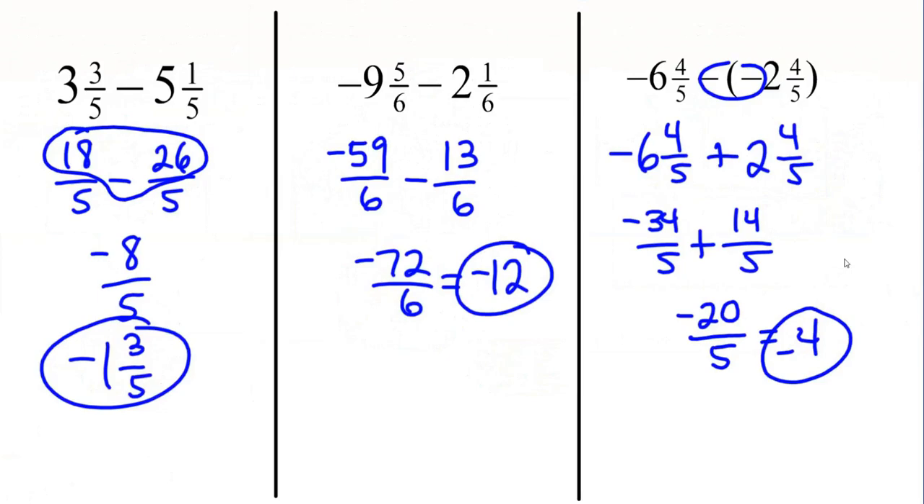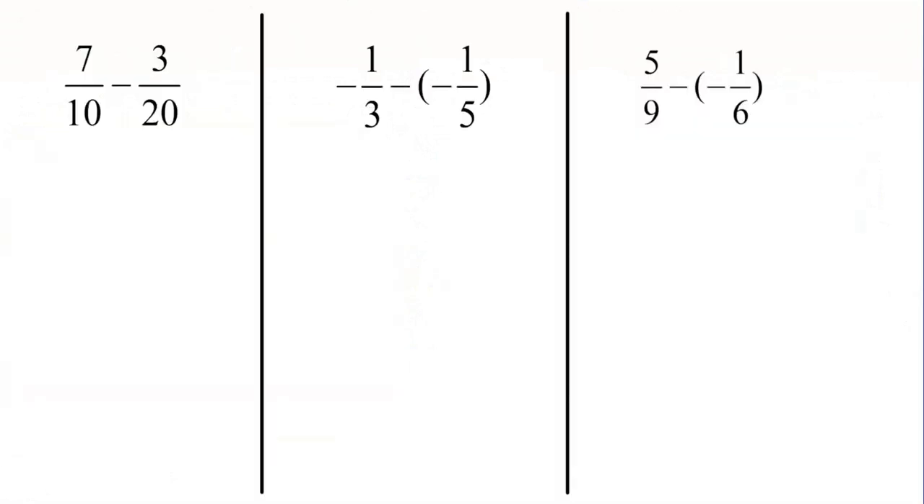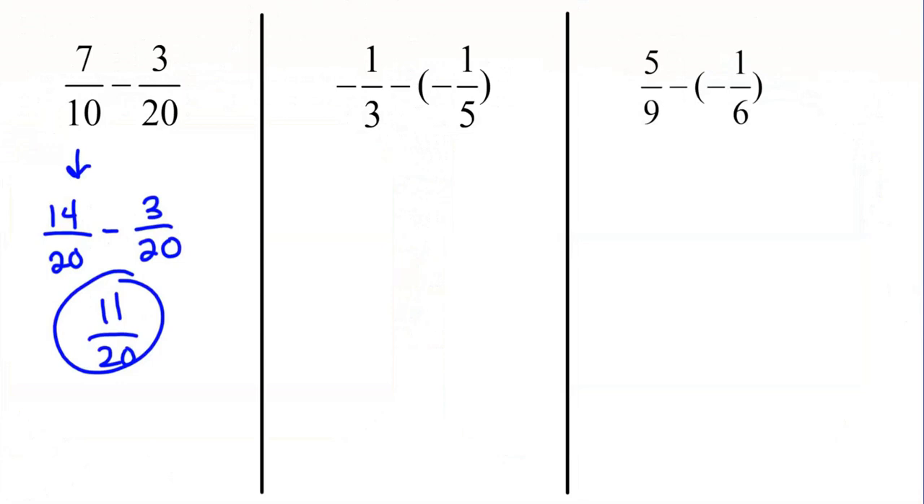So that's subtracting mixed numbers and fractions with the same denominator. What about fractions and mixed numbers with different denominators? Again, we're going to add that extra step. Let's rewrite the fractions with common denominators and then subtract them like we would with fractions and mixed numbers that have like denominators. 7/10 minus 3/20. The common denominator of 10 and 20 is 20. So 7/10 is 14/20 minus 3/20, and that's just 11/20, and that is in simplest form. So we're finished with that one.